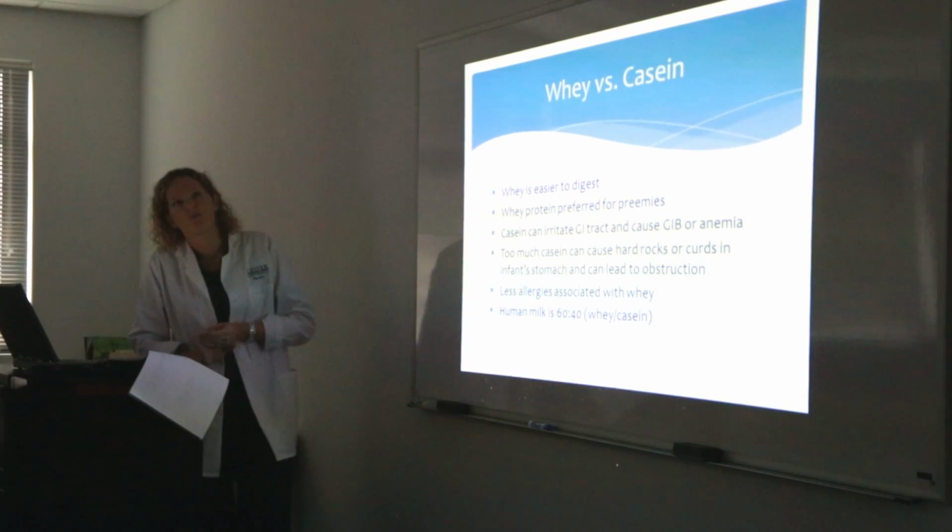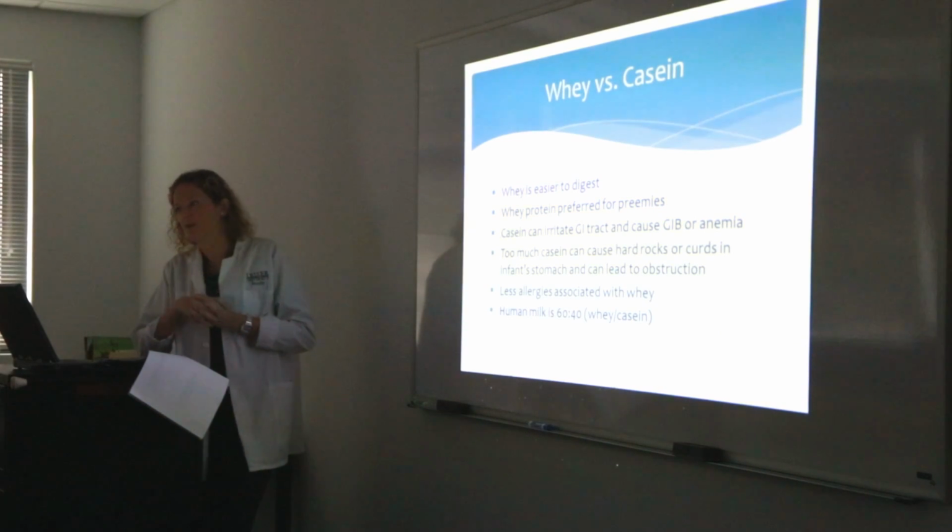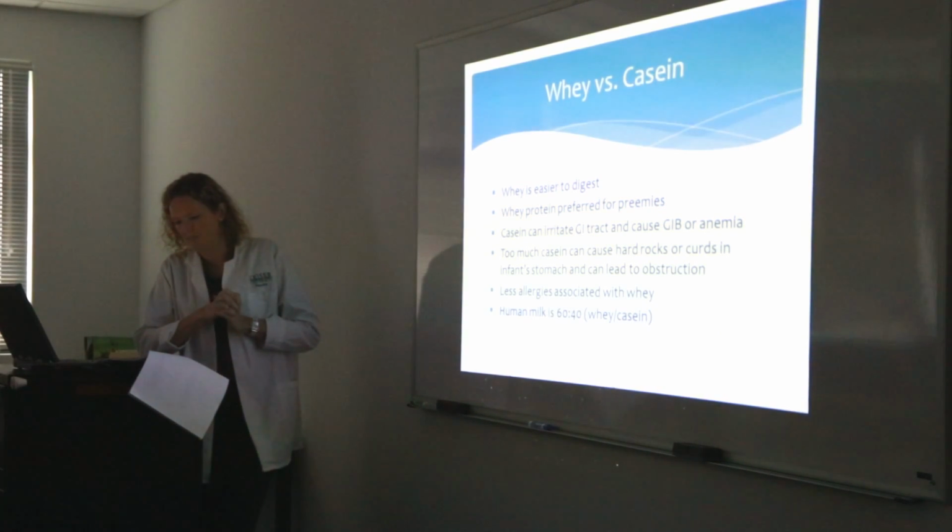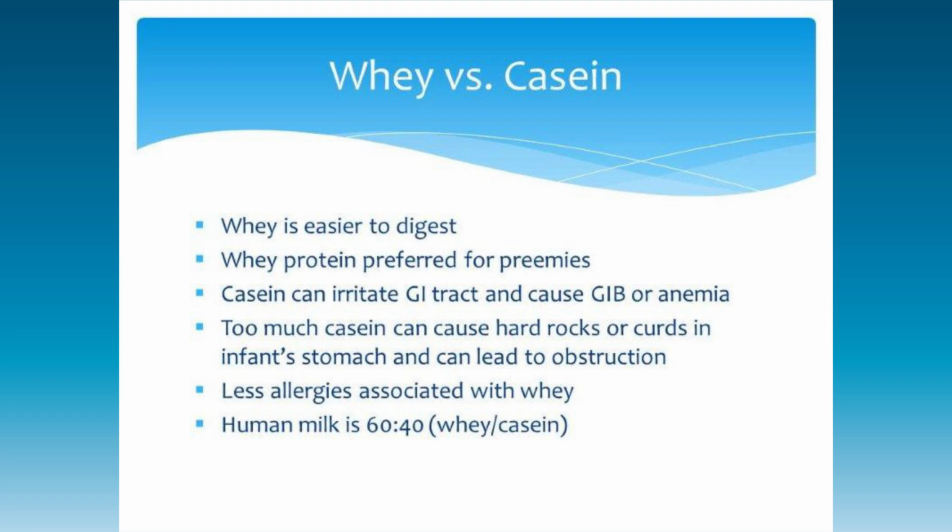Okay, there are 2 types of protein that are found in breast milk and formula, whey and casein. The whey protein is a lot easier to digest, and that's why it's the preferred protein for premature infants, because they have that immature gut, so the whey is a lot easier for them to digest. Casein can actually irritate the GI tract and cause a GI bleed, which can lead to anemia.